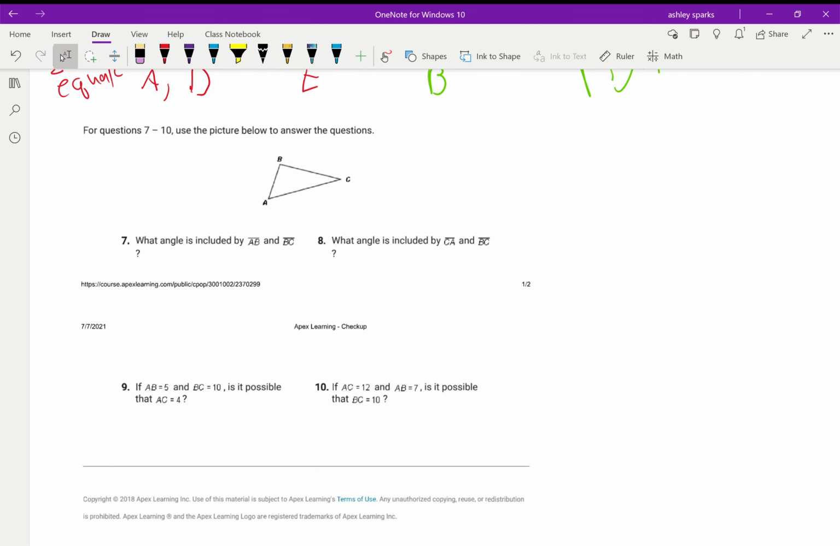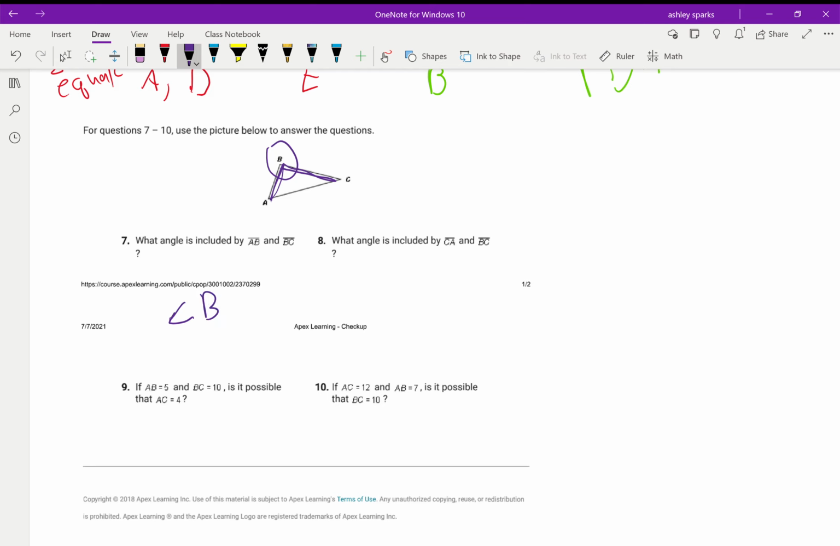All right, the next part, I like some of these questions. They're pretty easy, number 7 and 8. Number 7 and 8 are referring to our picture of triangle ABC. Number 7 says, what angle is included by A to B and B to C? Well, all you have to do is look for what's in between them, and it's B. So angle B is included.